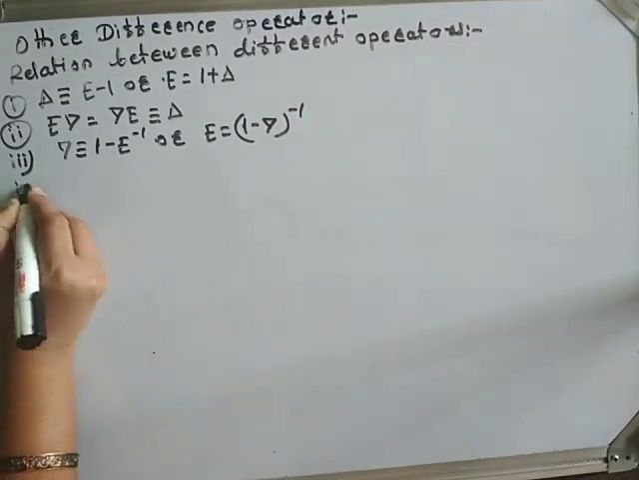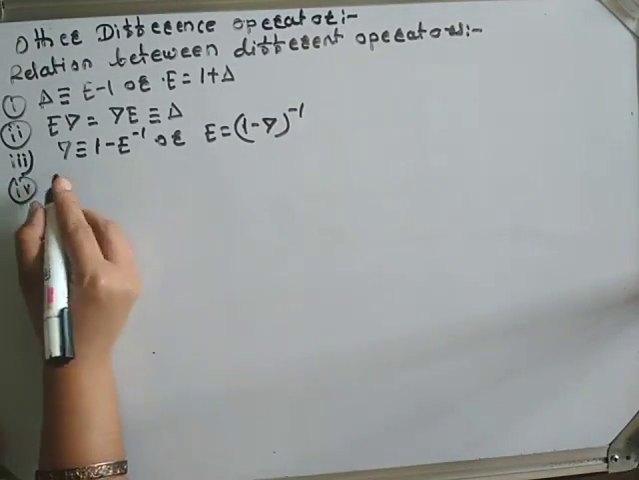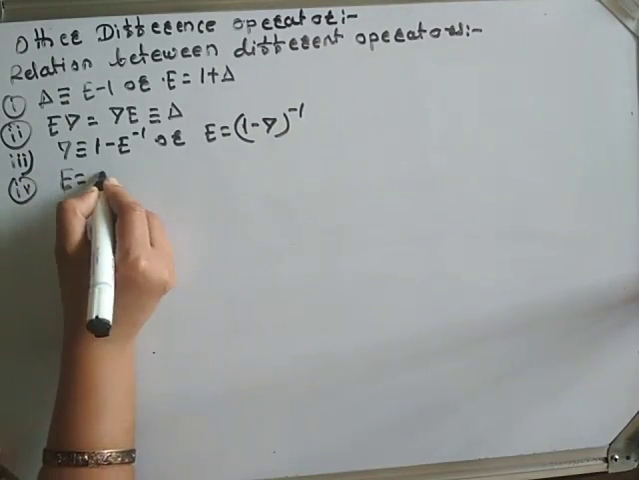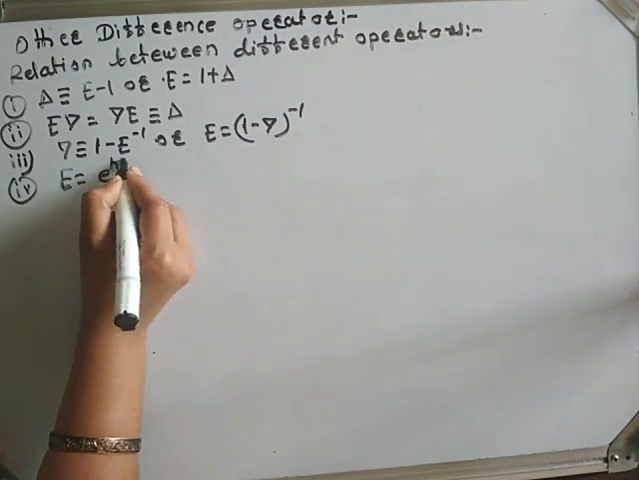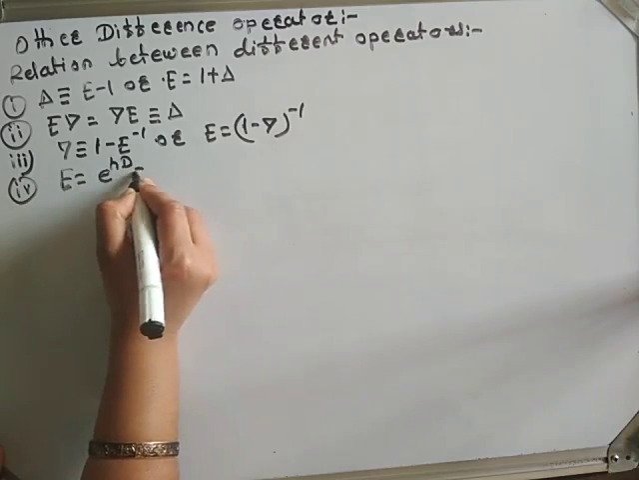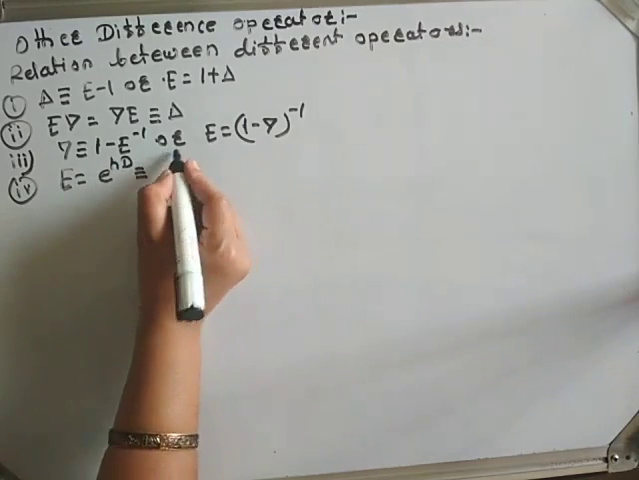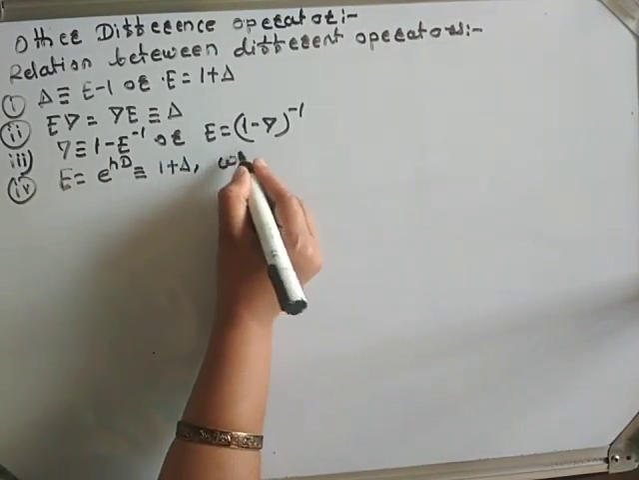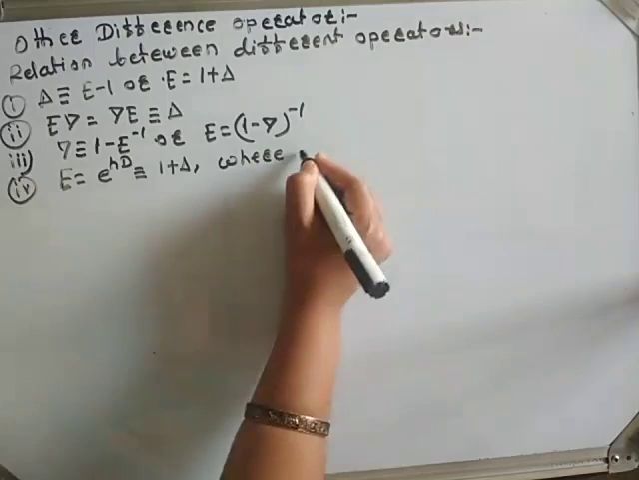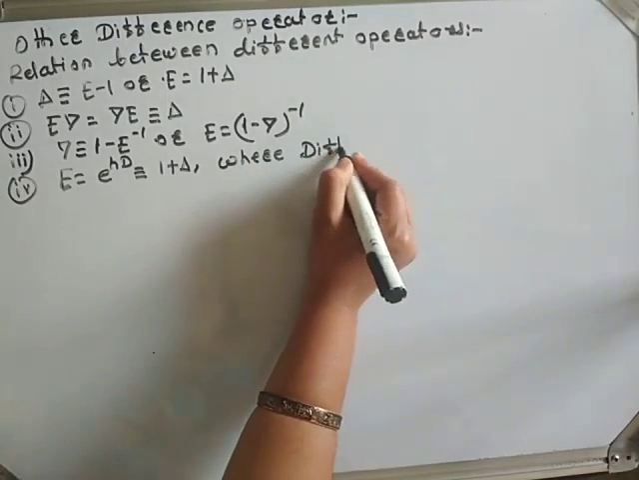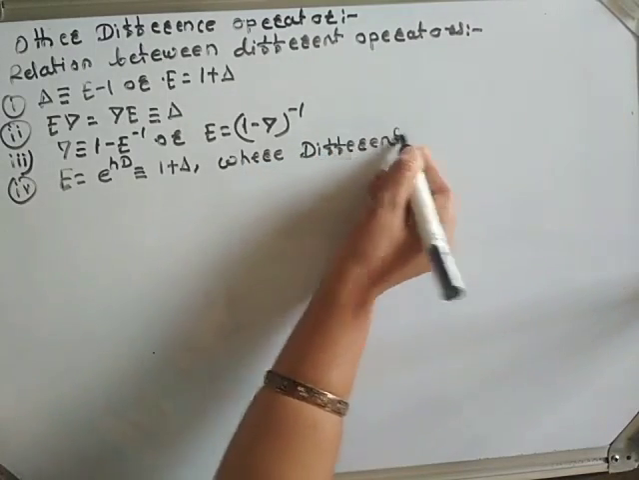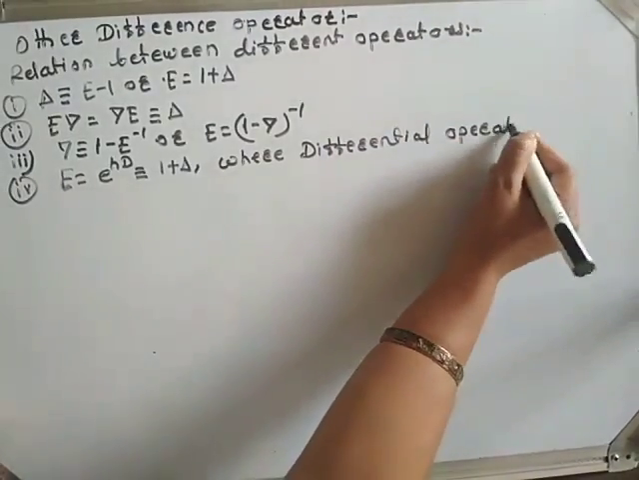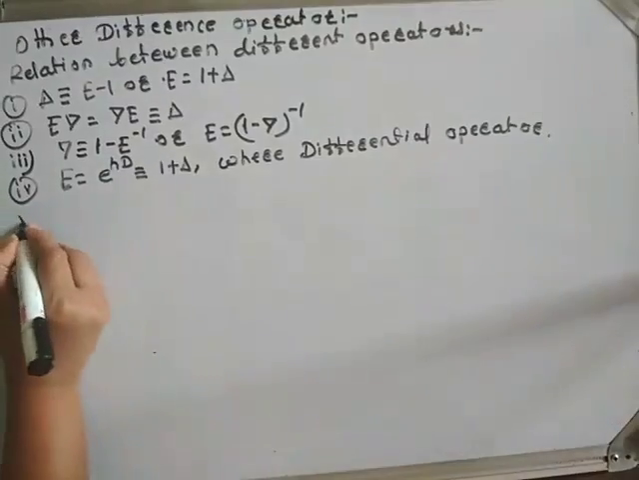Okay. Fourth relation is E is equal to e raised to h D is equivalent to 1 plus delta, where D is differential operator.